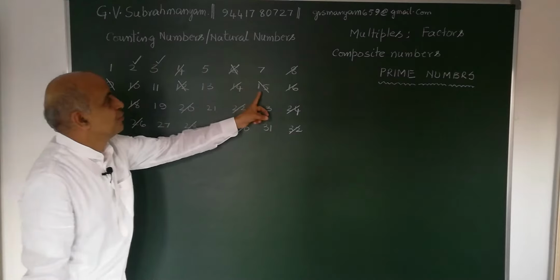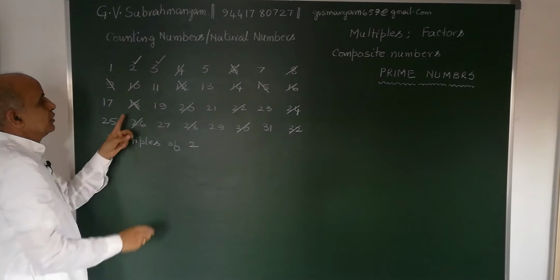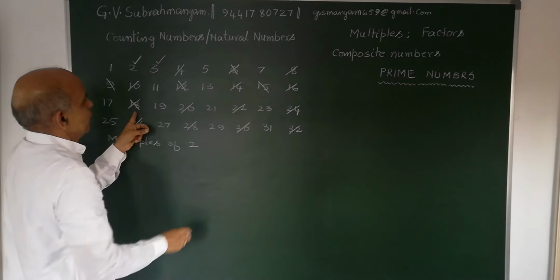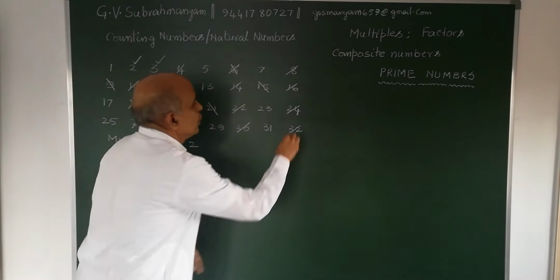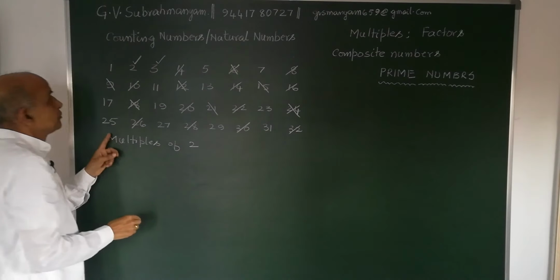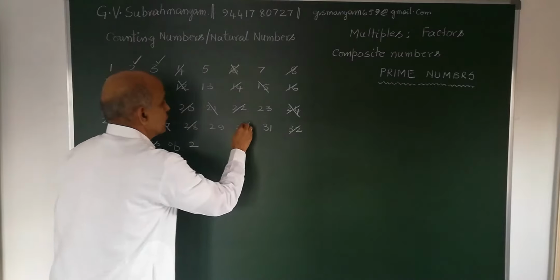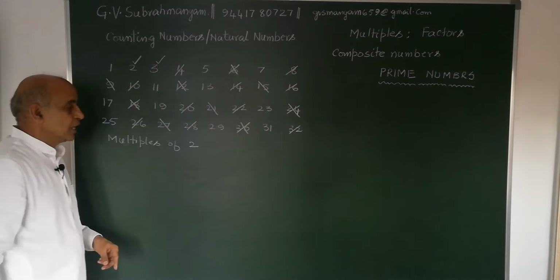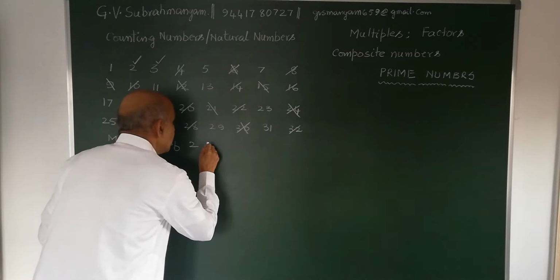3 5s are 15. 3 6s are 18. 3 7s are 21. 3 8s are 24. 3 9s are 27. 3 10s are 30. So like that, multiples of 2 and 3.